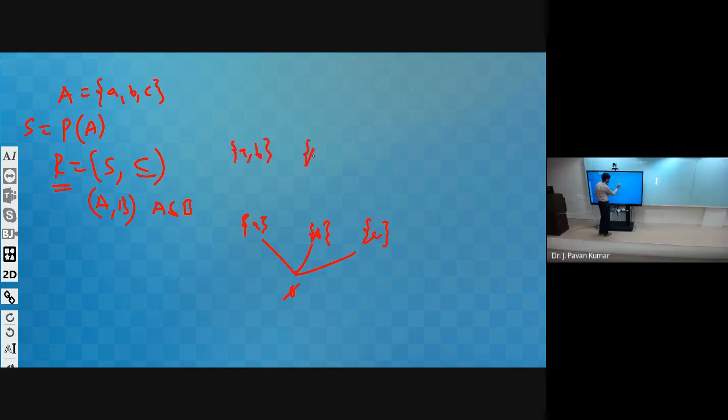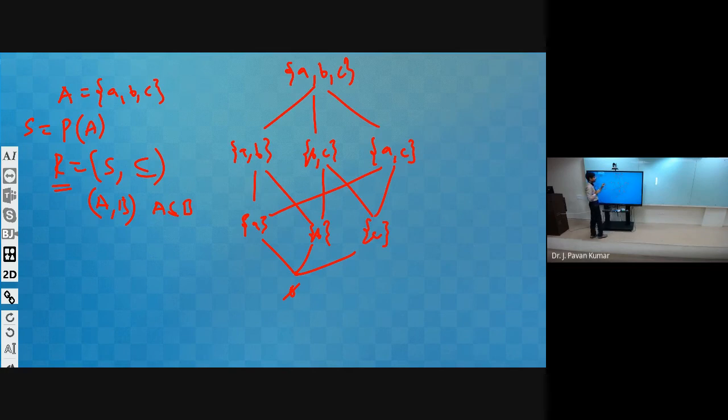Next, B comma C, A comma C. Now A is related to A comma B, B is related to A comma B. Next, B is related to this, and B, C is also related to this. C is related to this, and A is related to this. Like this, we will be drawing this Hasse diagram. Next, one superset will be there, that is ABC, and AB is subset of ABC, BC is also subset of ABC, AC is also subset of ABC. So now this is the Hasse diagram. Are we having greatest element?